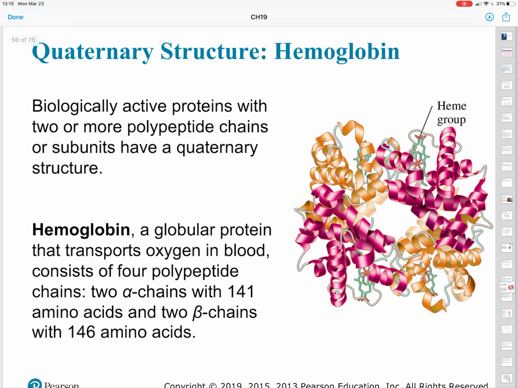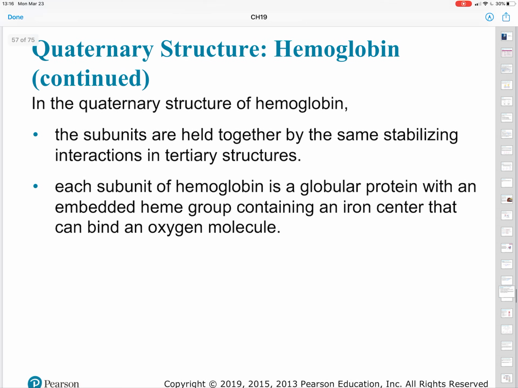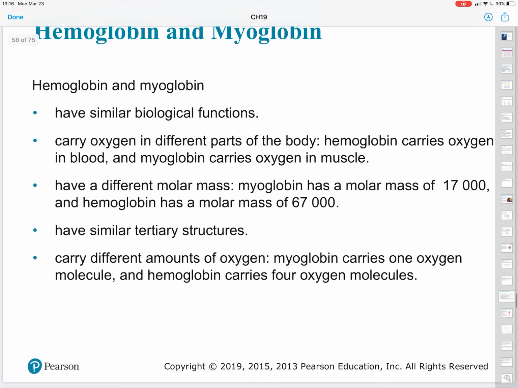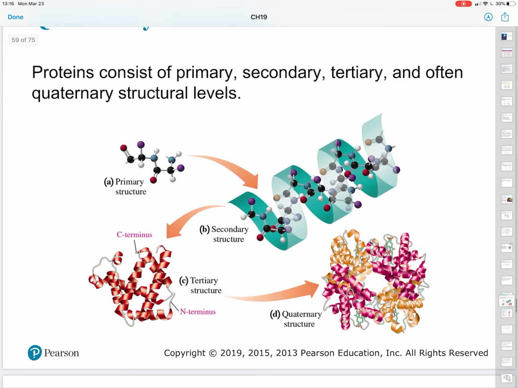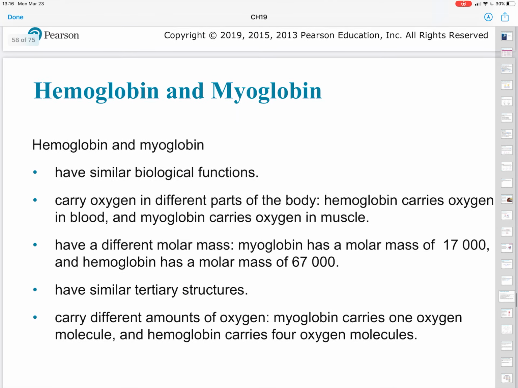Okay, quaternary structure is just multiple tertiary structures interacting with each other. And I mentioned hemoglobin, two alpha chains, two beta chains, and they all work together. Same stabilizing interactions as in tertiary. I think this has a picture of the hemoglobin in the middle. I mean the nitrogen. Sorry, the iron. No, I don't think so.